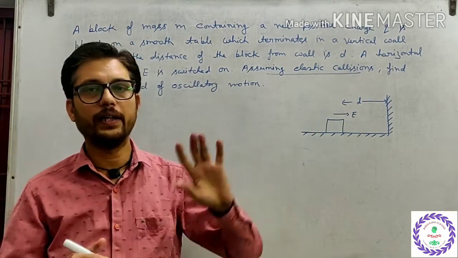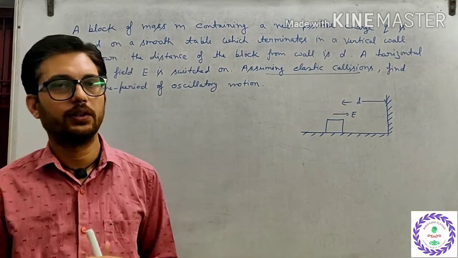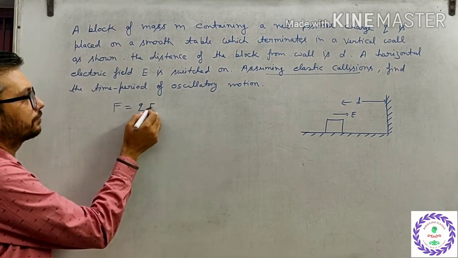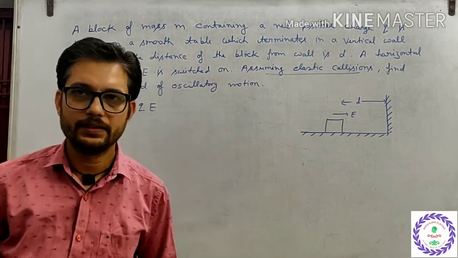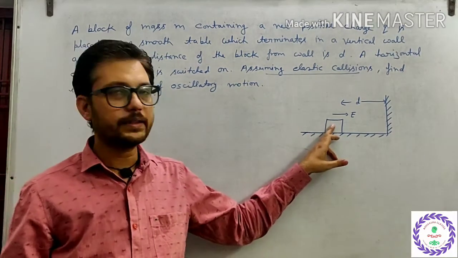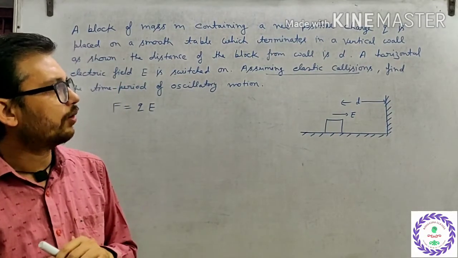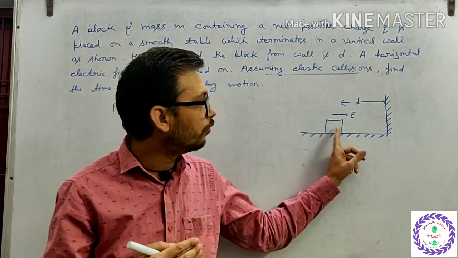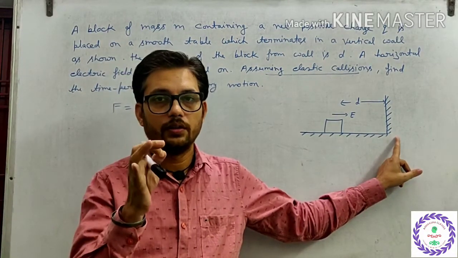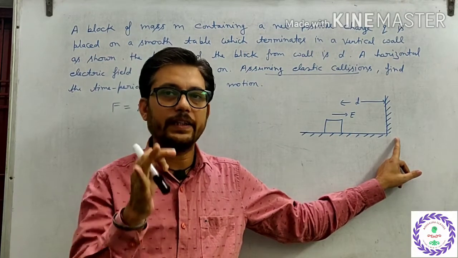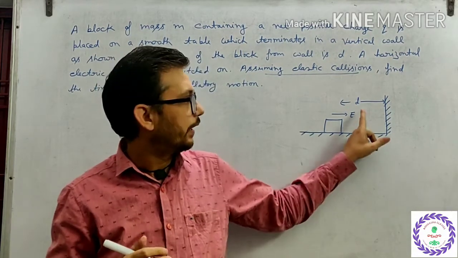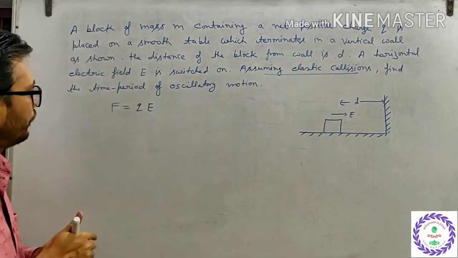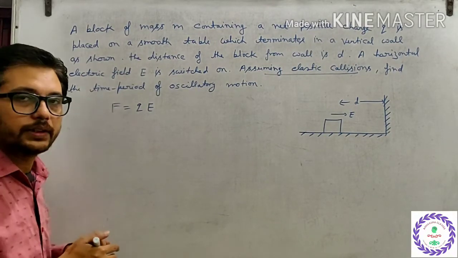The motion of the block is due to the electric field. It means this electric field will apply a force on it. The force due to electric field is QE, so QE is the force which is applied on this block. Now we have to find how much time it will take to move from this position to the time at which it collides with the wall, in which it covers a separation D or displacement D. So we have to find out the time.